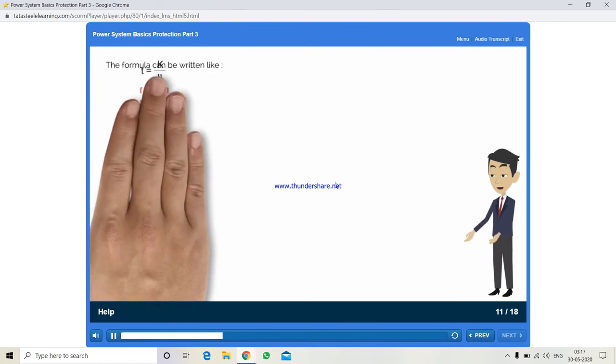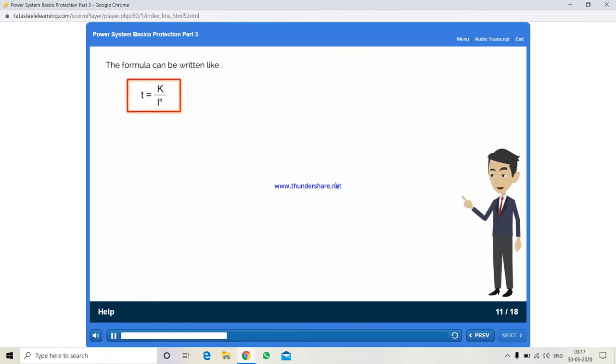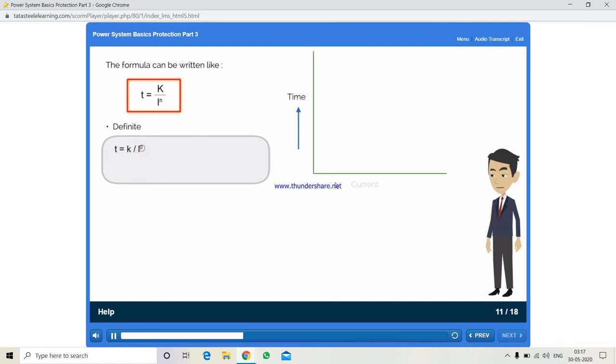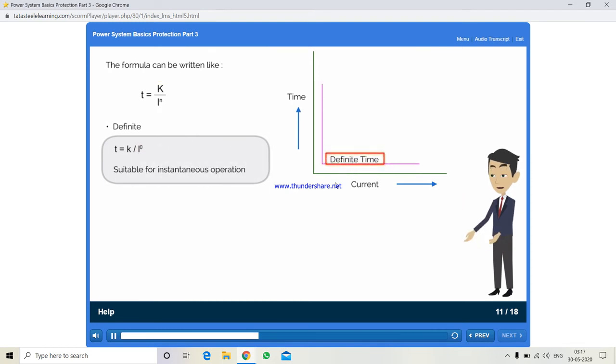The formula can be written as t equal to k divided by I to the power n, where n is a variable. Now, if we put n equal to 0, then it clearly shows that the time is equal to k, meaning time is constant for any amount of current. This is the definite time curve. It is suitable for instantaneous operation.